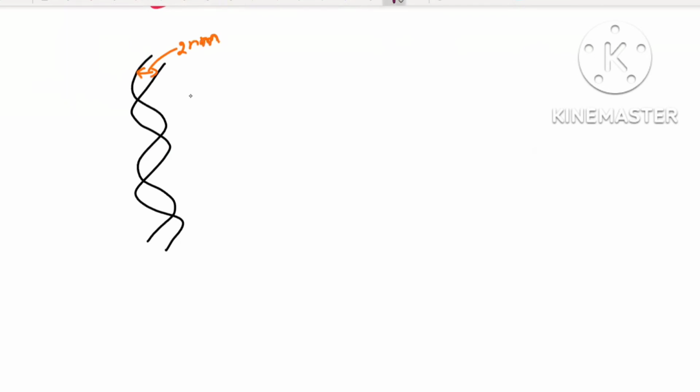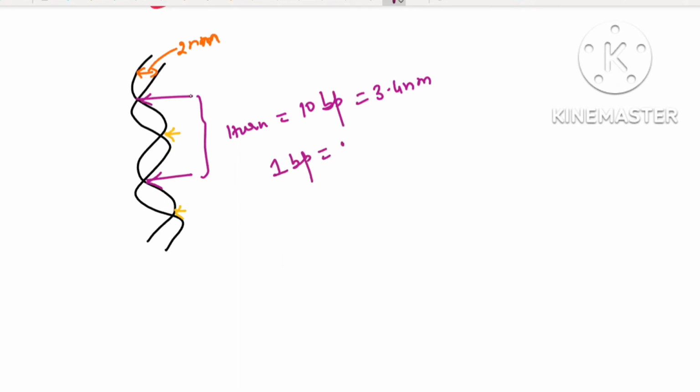And if you see, this is your major group. This is also a major group. The distance from one major to the next major, we can also take from one minor to one minor. This is one minor, this is one minor. I'm taking major to major, which is known as 1 turn. And 1 turn will have roughly 10 base pairs. It is 3.4 nanometer. It means the distance between one base pair is 0.34 nanometer.